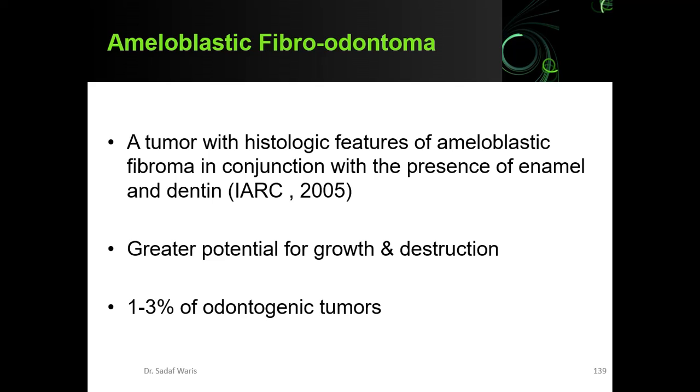Ameloblastic fibro-odontoma is a tumor with the histologic features of ameloblastic fibroma in conjunction with the presence of enamel and dentine. So it means the presence of the enamel and dentine material within the ameloblastic fibroma makes it an ameloblastic fibro-odontoma. There is a great potential for this tumor to grow, and these may cause air destruction. Fortunately, these are rare odontogenic tumors.